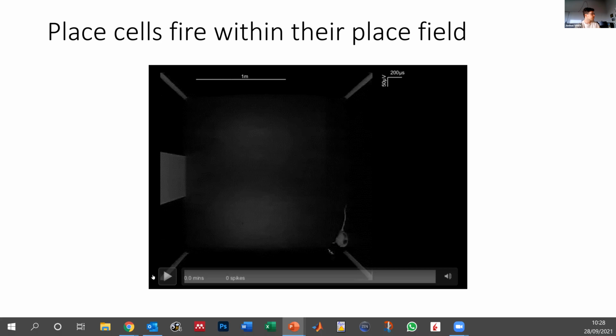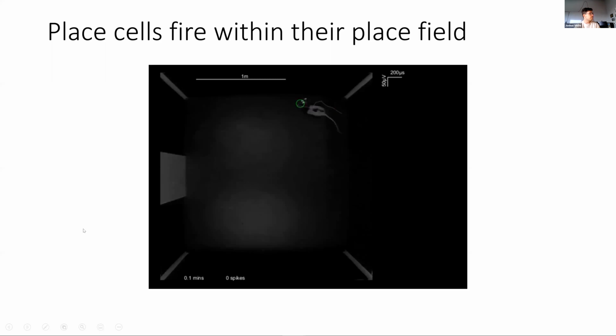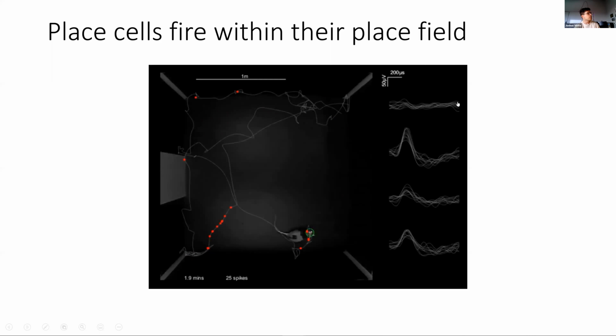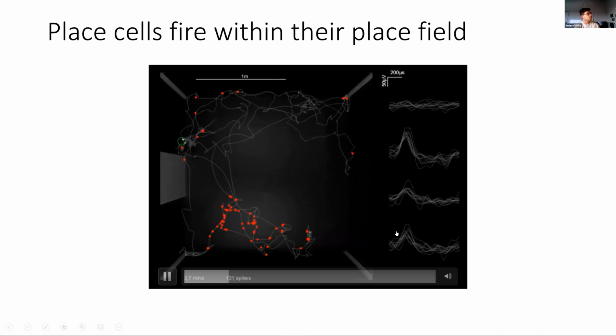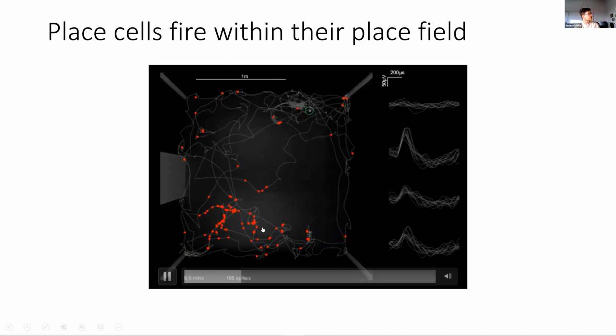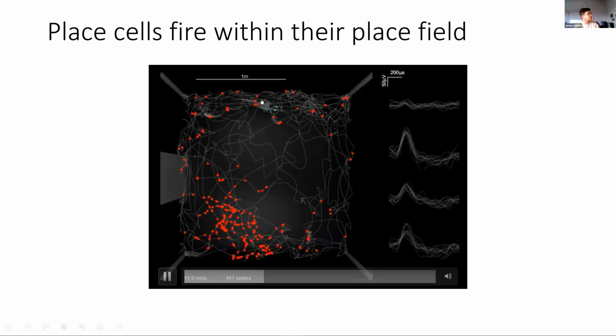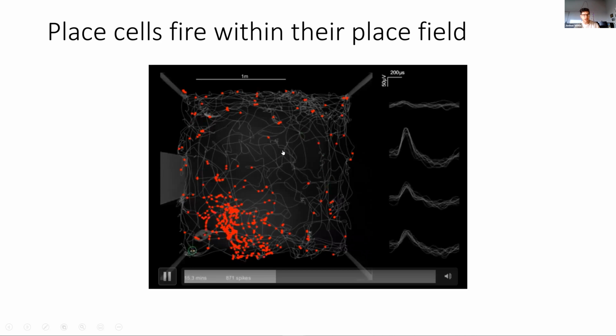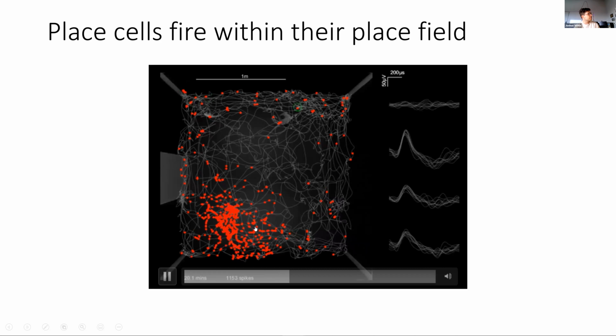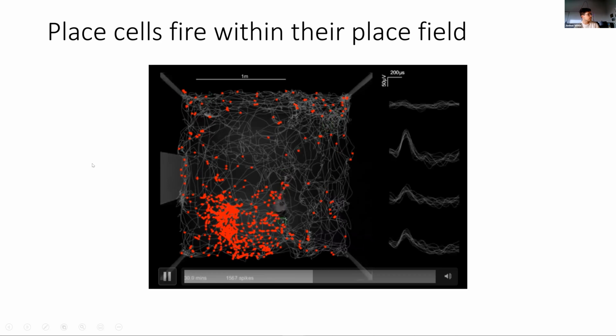Okay, so I'm going to press play. And it might have a little bit of a lag to it, but you'll still be able to see the trace. Here on the other side is actually the neural recording. And what you can see is that as the animal moves around, the neuron is firing throughout the space, but it's preferentially firing down here in the bottom left quadrant.